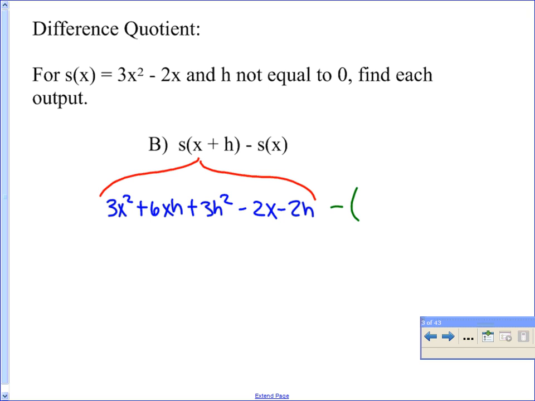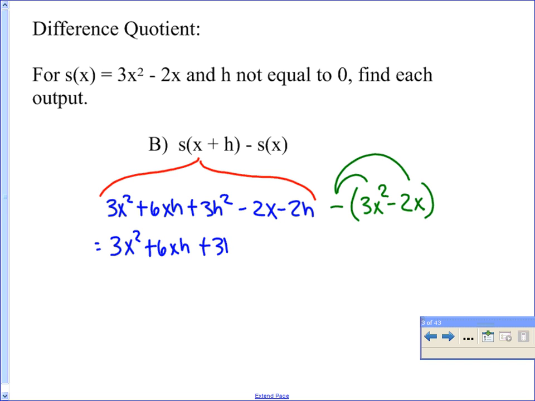So the key here is to use parentheses, and s of x is 3x squared minus 2x, and that negative is going to have to be distributed to here and here, and that's a point where people usually mess up. So we're going to go 3x squared plus the 6xh plus the 3h squared minus the 2x minus the 2h minus 3x squared and plus 2x.